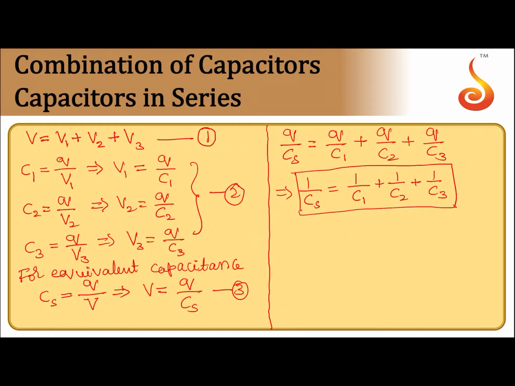So we can conclude that the reciprocal of the equivalent capacitance of a number of capacitors in series is equal to the sum of the reciprocals of the individual capacitances. So this is the required equivalent capacitance.